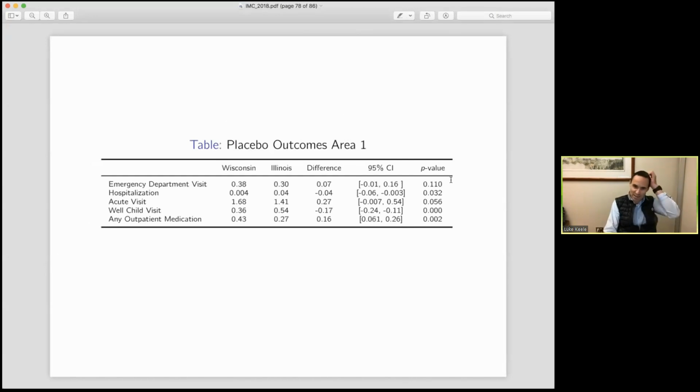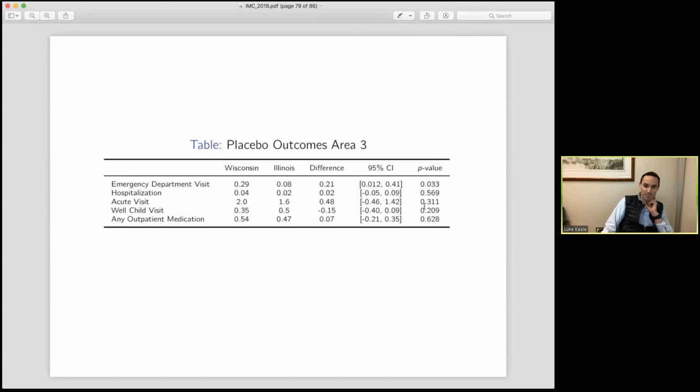So the first thing we did is look at those placebo outcomes, right? Strictly speaking, there should be no differences. This is a test looking at effects of being in the two states before there were any copays, and it's rather unfortunate, but there are differences, right? People in Wisconsin use well child visits at much lower rates. They use more outpatient medications. So again, it's more and more evidence that these two places are just different in a number of different ways.